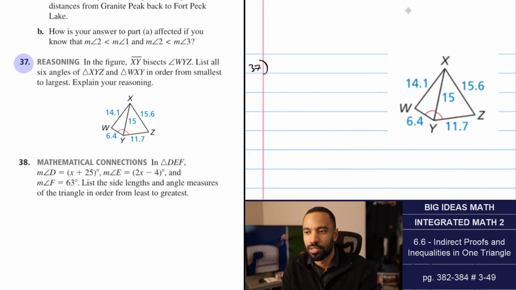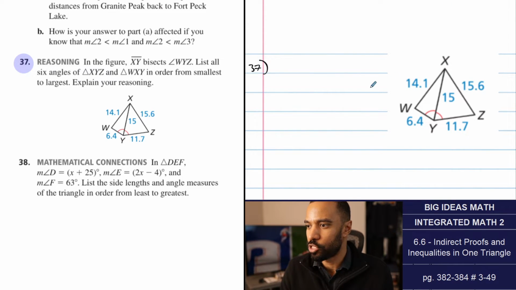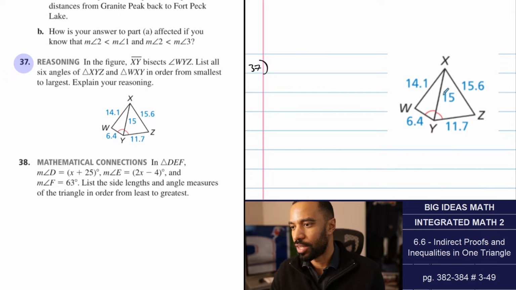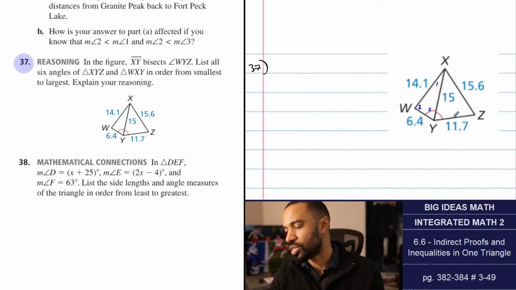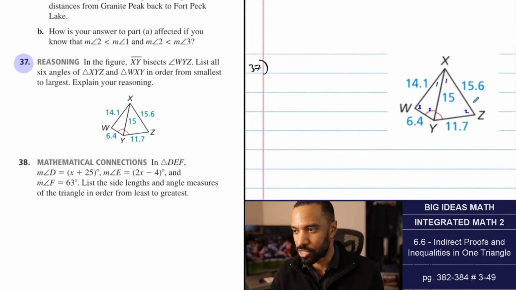So in the left triangle, this is just relative to the triangle, okay? I have 6.4 right here, which is going to be the smallest among these, and then 14.1, and then 15, opposite the 15 right there. And in this triangle, opposite the 11.7, I'll have the smallest, and then opposite the 15 is next, and opposite the 15.6 is next, the biggest right there. So here's the thing, though.